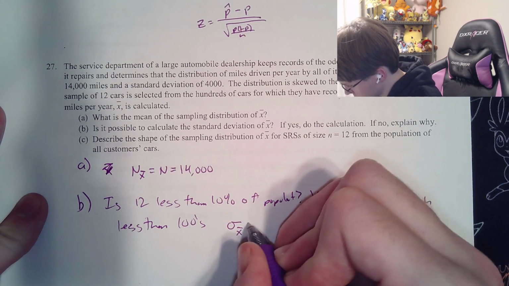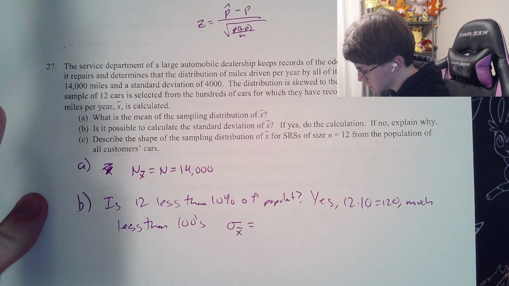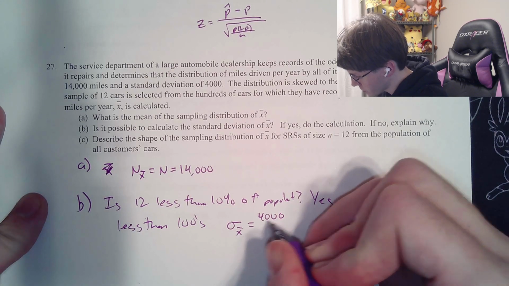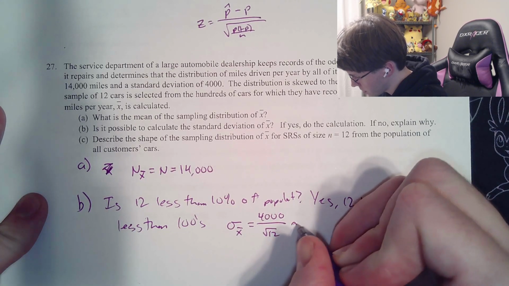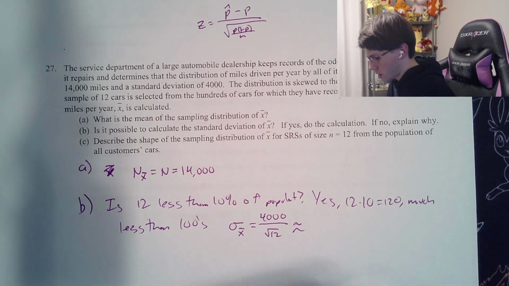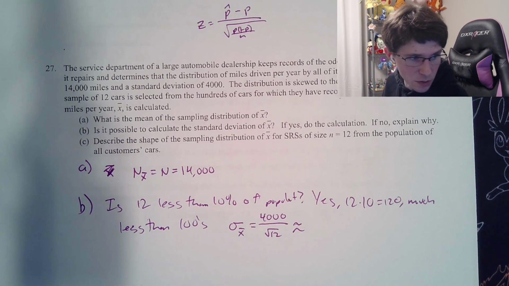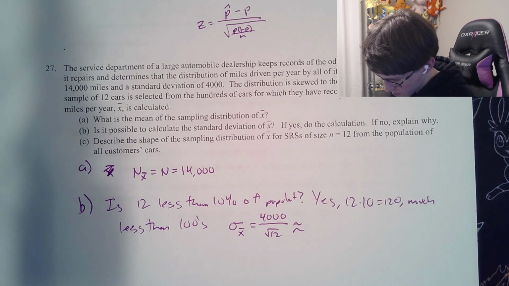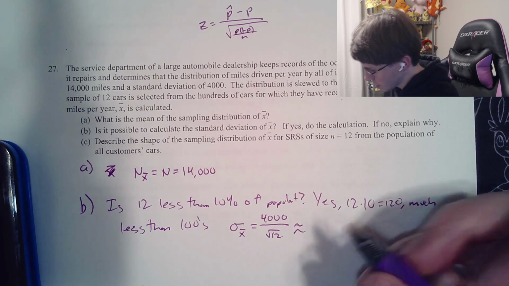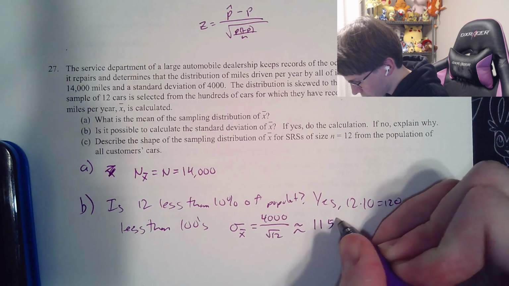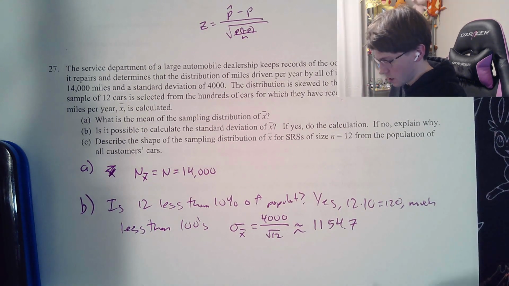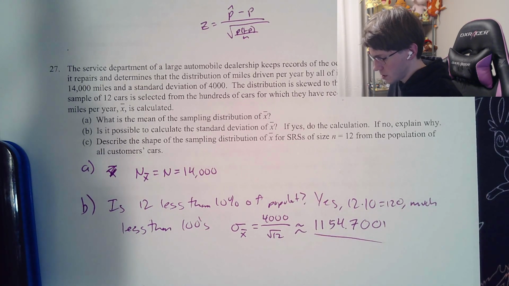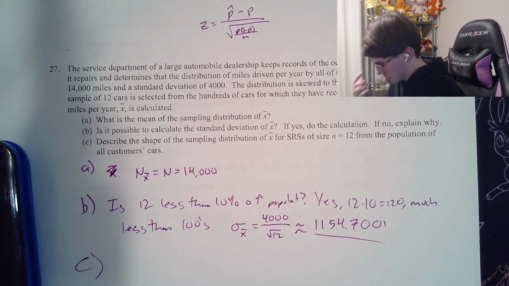Our standard deviation of the sampling distribution is the original standard deviation, which is 4,000, divided by the square root of the sample size, which is the square root of 12. Approximate answer here: we're going to have 4,000 divided by the square root of 12, and that's going to be 1154.701. Right, easy enough.